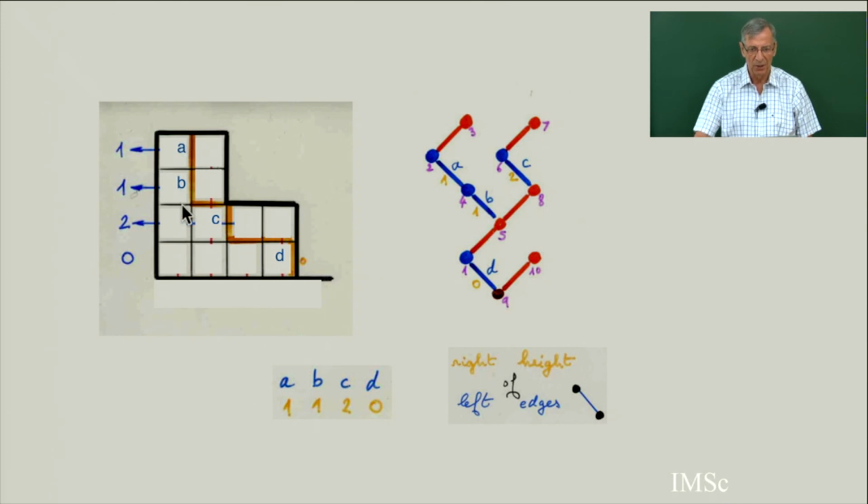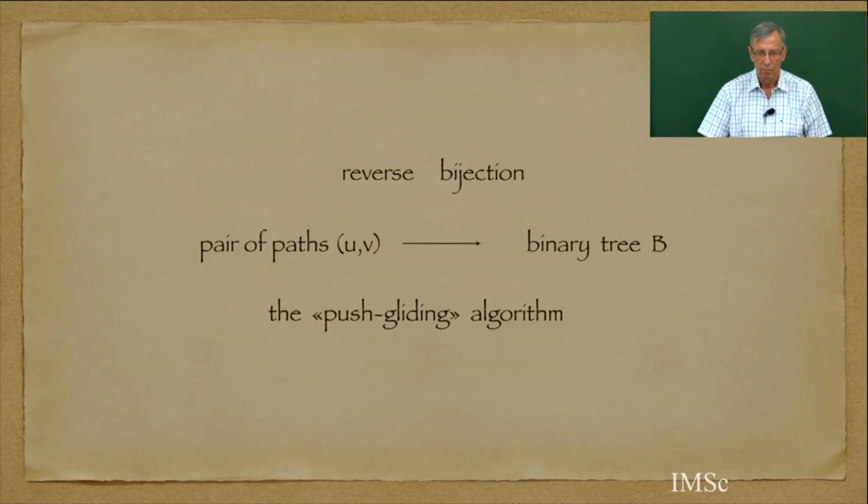You can connect these vertical edges by some horizontal step. For example, these vertical edges cannot be here. You cannot have D at a distance 3. This number here cannot be 3. So here it's a combinatorial lemma that what you get is a path going south or east. To show that this is a bijection between binary trees and pairs of paths, I can construct the reverse bijection.